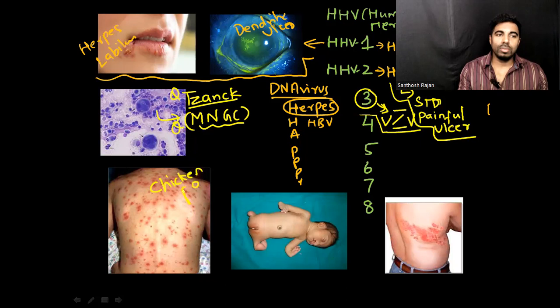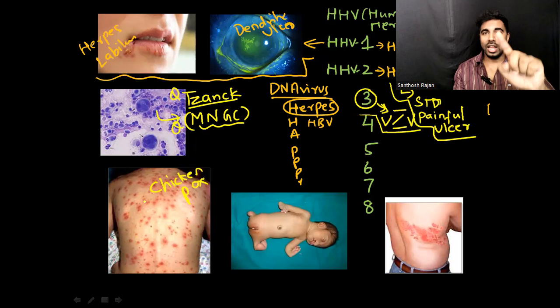In chickenpox, what do you say about the rash? Centripetal rash, but pleomorphic, meaning different types of rash. It may start on the face and then spread over the whole body. These two words are very important: centripetal and pleomorphic rash. What causes chickenpox? Varicella zoster virus, number one point.